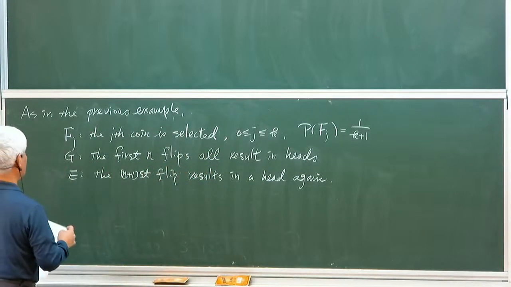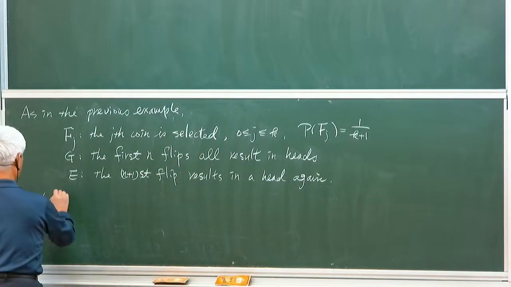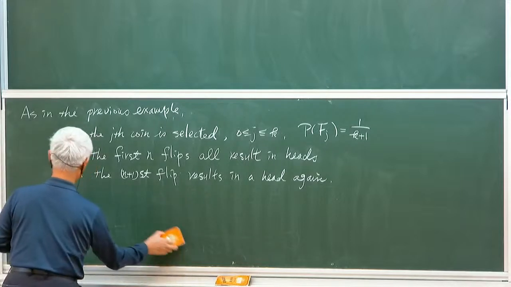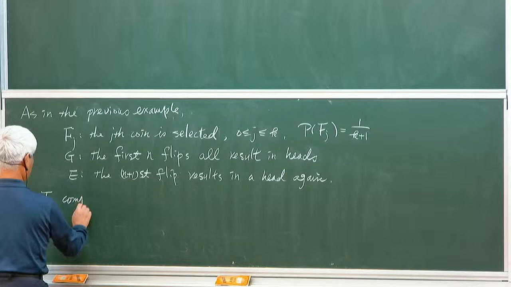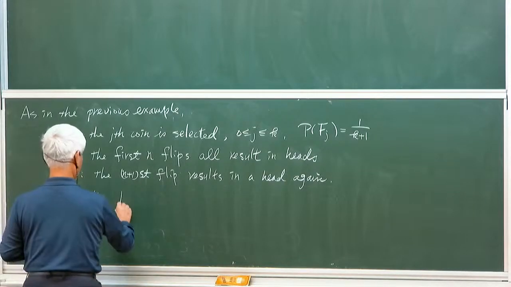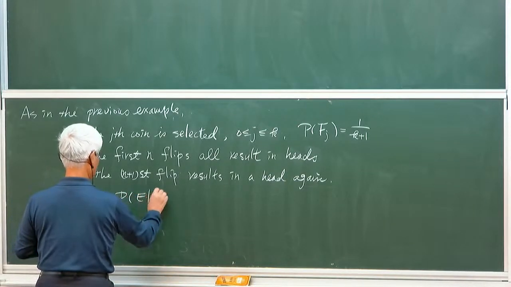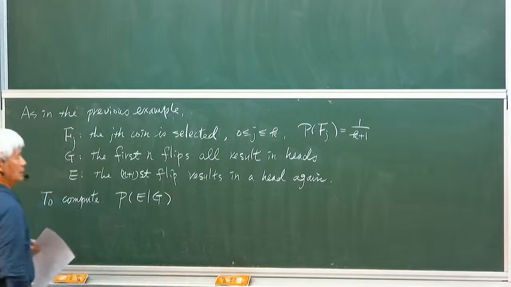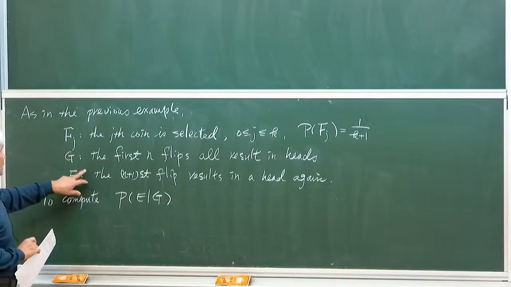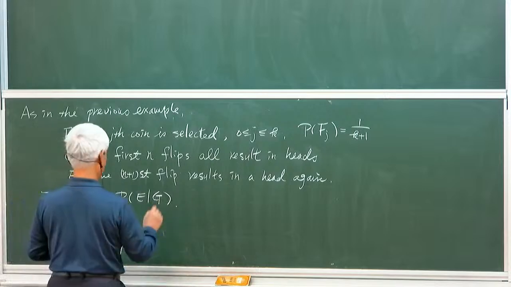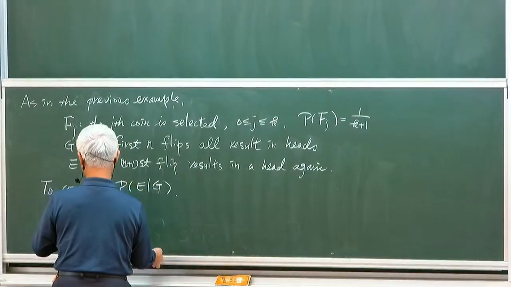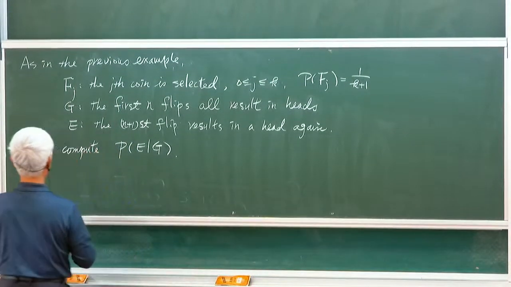Right. So what we want to compute is the conditional probability of event E given event G. Okay, so this is our purpose. Okay, now.